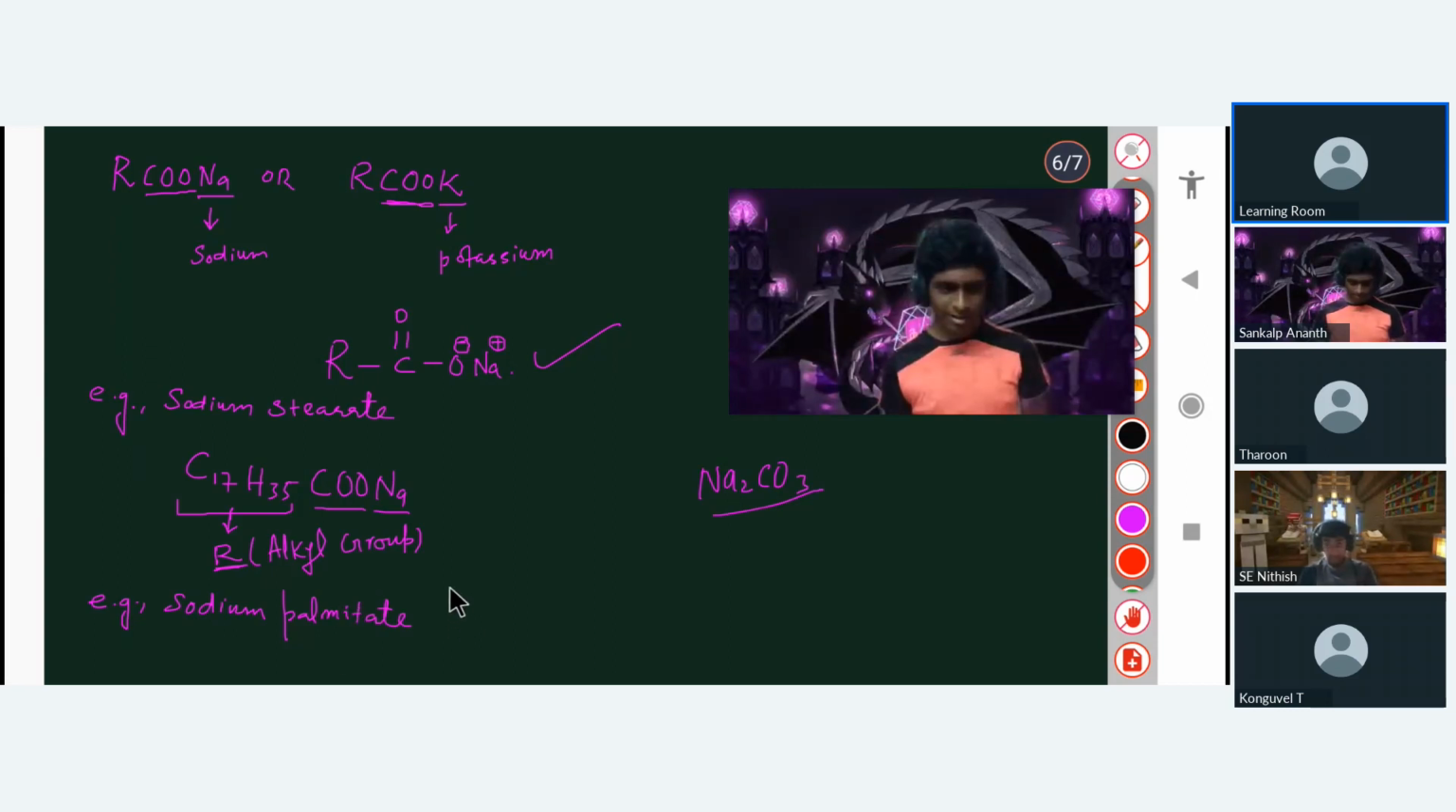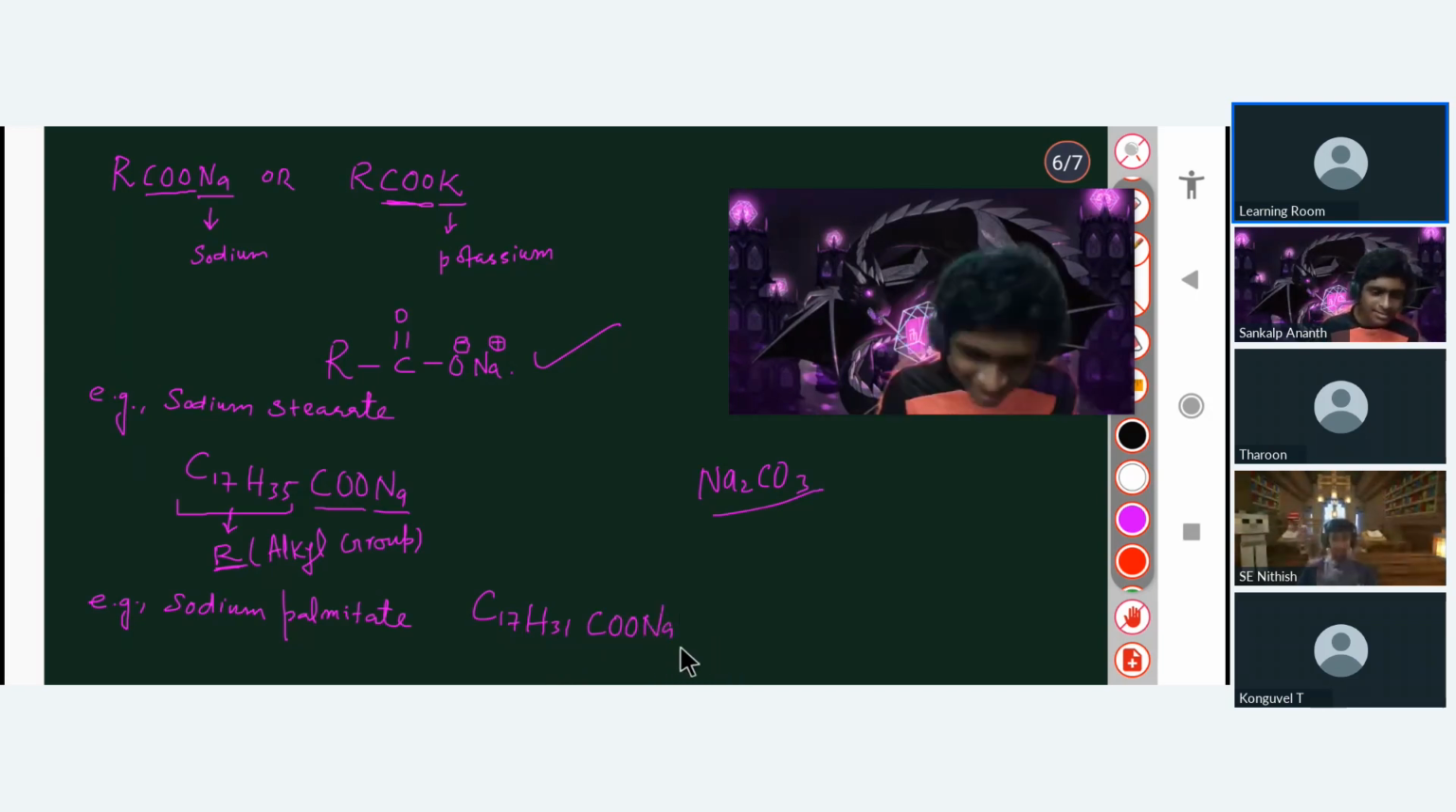Now sodium palmitate. What is the formula of sodium palmitate? C17H31, then COONa, right? So it's another example of soap.